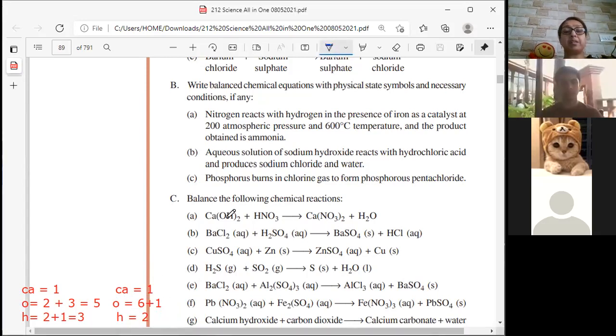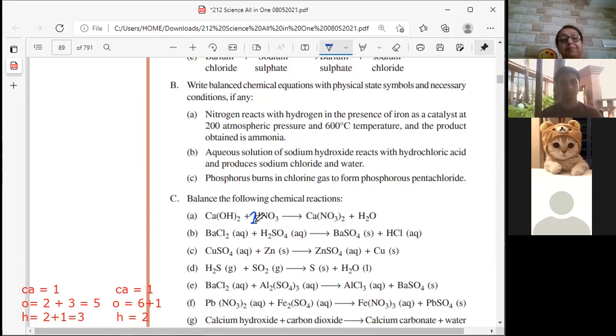How does it matter? Now, for example, if I write a 2 here, tell me what is it going to become? How much is H going to become? 2 and 2, 4. Am I right? So, it's going to become 4. So, to make it 4 on the other side, can I write 2 here?